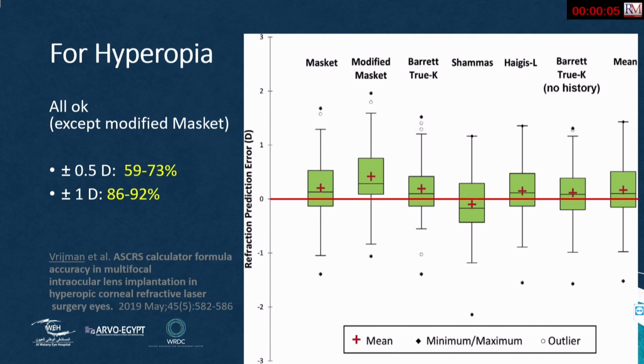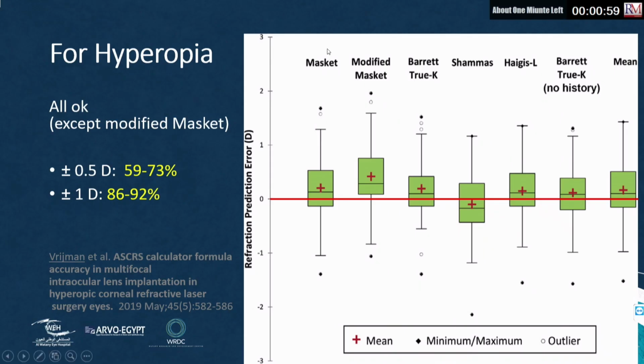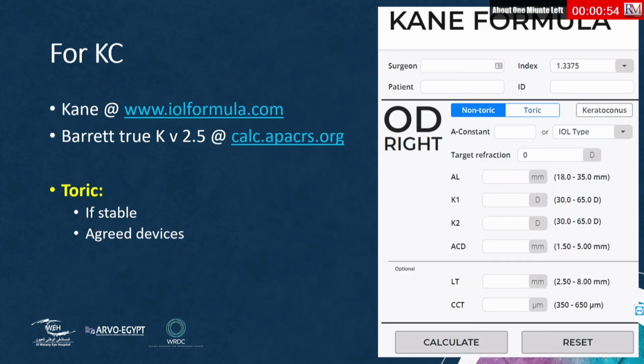But what about hyperopic? All are okay, except the modified Masket. Don't use it. Use any other formula other than the modified Masket.